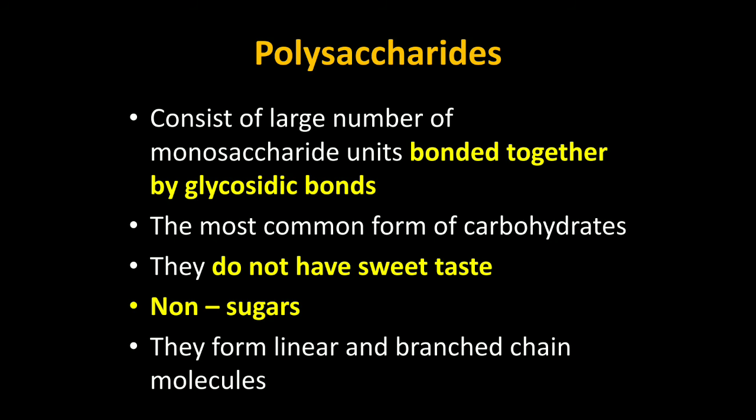Now we are going to see polysaccharides. Polysaccharides consist of a large number of monosaccharide units bonded together by glycosidic bonds, and these are the most common form of carbohydrates. They do not have a sweet taste, so they are called non-sugars. They form linear and branched chain molecules.